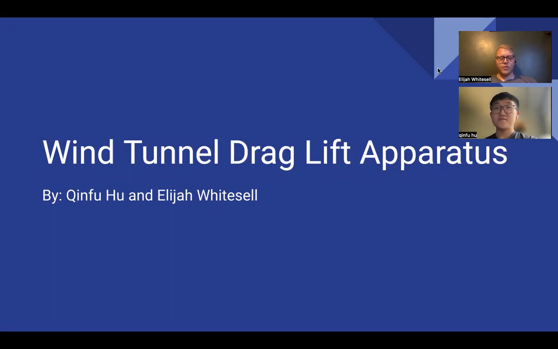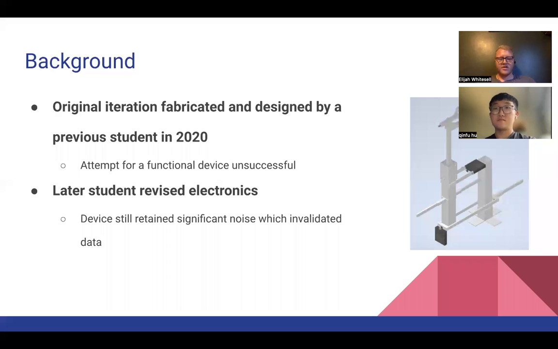We are doing our proposal presentation on the wind tunnel drag lift apparatus, which we chose as our capstone project. Before we go into some of the details, we're going to give a little background on it. The original iteration was designed, fabricated, and manufactured by Alexander Titlin, who was a senior student back in 2020. He worked on this project with Miss Wickett, and he was trying to make an apparatus with which we can test the drag and lift of different shapes and objects in our big wind tunnel, in order to have another device for our fluid labs.